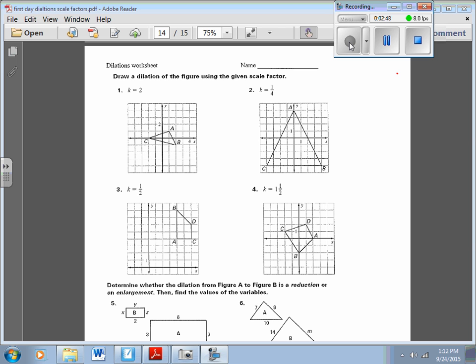Coordinates of A are 1, 1. So the coordinates for A prime are going to be 2, 2. Coordinates of B are 2, 1. So the coordinates of B prime are going to be 4, 2. Everything is multiplied by 2. Coordinates for C are negative 2, 0. So that's negative 4, 0. An enlargement.